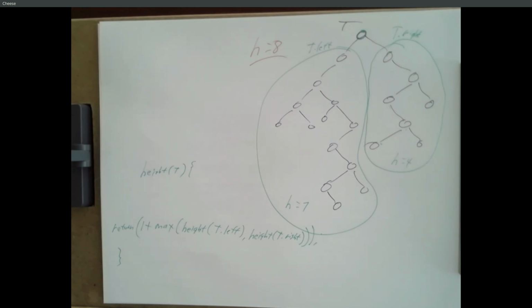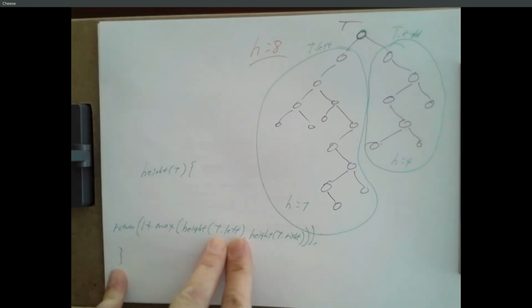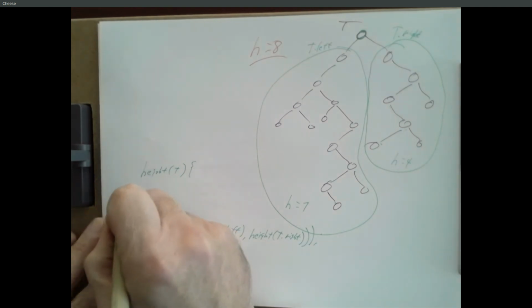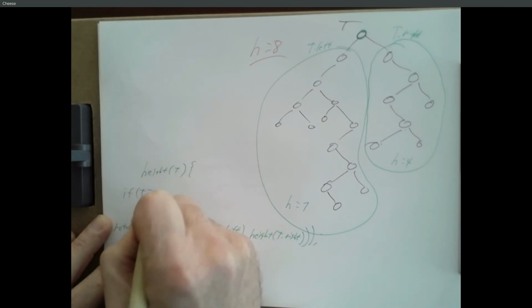We need one more line of code in here, though. Because if I ask for the height of a tree, it's going to ask for the height of some smaller trees. And this call to height is going to ask for the height of a smaller tree. And it's going to keep asking for the height of smaller and smaller and smaller trees. Eventually my tree is going to be null. And if I ask for the height of a null tree, it's going to ask for the left subtree of null, and null doesn't have a left subtree, so I'll segfault. So I got to have a special check here if t equals null.